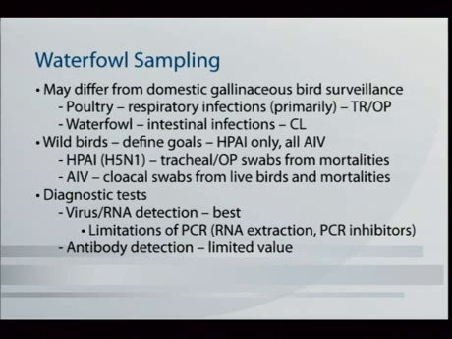Now, in wild birds, you have to define what your goal of surveillance is. Are you looking for only the high-path H5N1, or are you looking for any influenza that may be present in these wild birds? In the case of high-path H5N1, tracheal or oropharyngeal swabs for mortalities may be all that you need to collect.